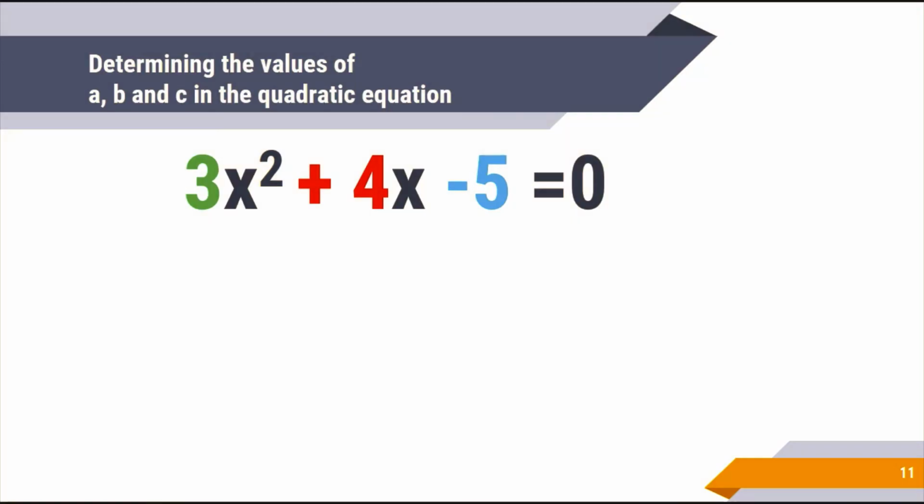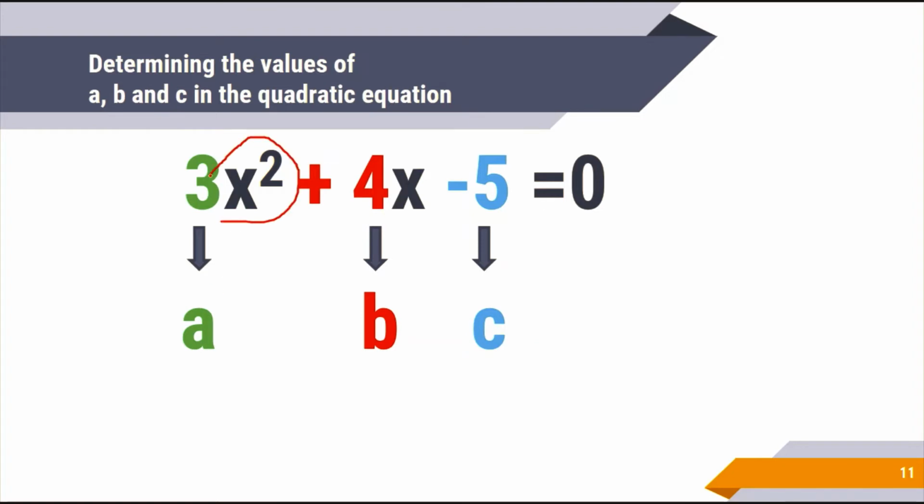So, let us have an example. 3x squared plus 4x minus 5 is equal to 0. Okay, so first, let us identify the value of a, b, and c. To get the value of a, ang a ay numerical coefficient of x squared. So, kung ano man ang katabi ng x squared, yun ang magiging value ng a. So, therefore, a is equal to 3.